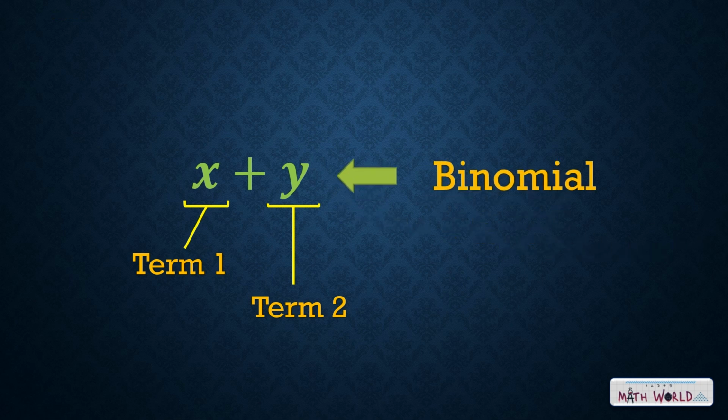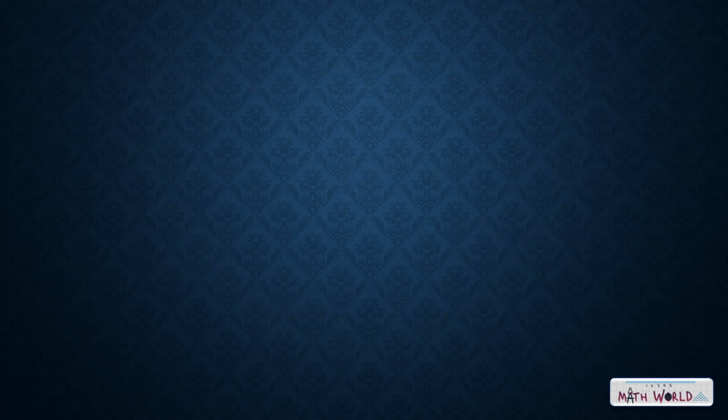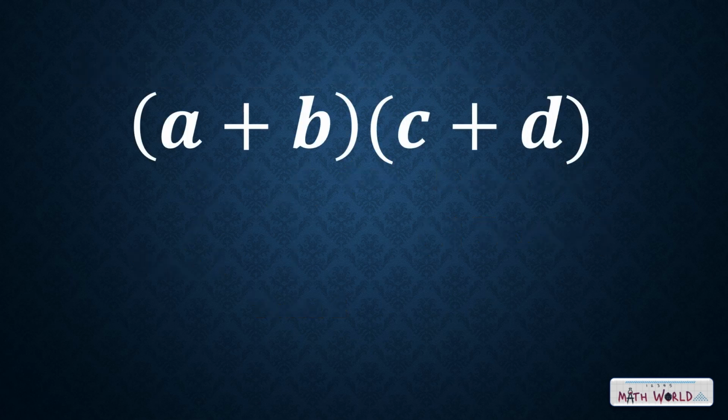Now, let's move on to multiplying binomials. To multiply two binomials, we use a formula that looks like this. a plus b multiplied by c plus d.